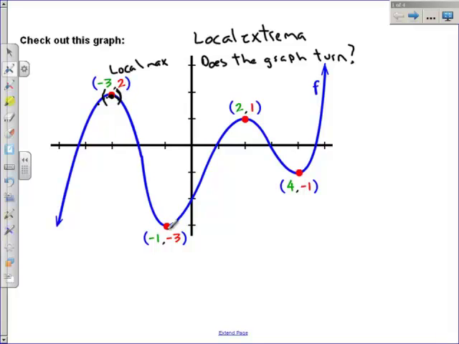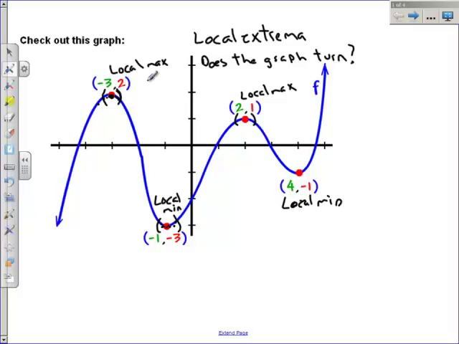And then the second point, negative 1, negative 3, is where the graph turned, and it created what's going to be called a local minimum. It's a local min because locally, or in this little neighborhood, there's not another dot that is lower than that. And then here is a local max. And then this last one, this is a local min.